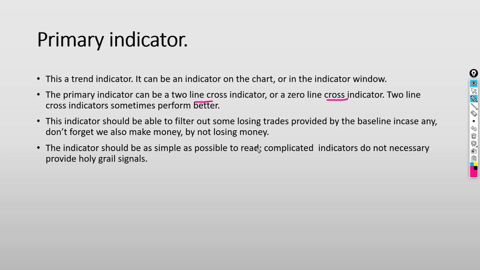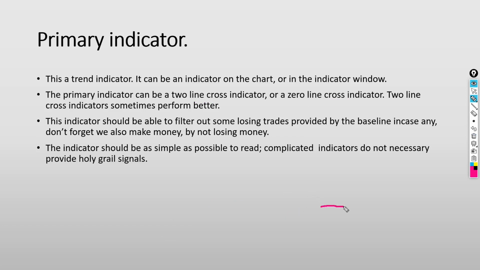A two-line cross indicator is made up of two lines, where one is always moving faster than the other. When the faster line crosses above the slower line, for example like here, that becomes a signal to buy. And when the faster line crosses below the slower line, it becomes a signal to sell. That is what we call a two-line indicator. There are always two lines, and when one line crosses the other, that is when you get a signal.